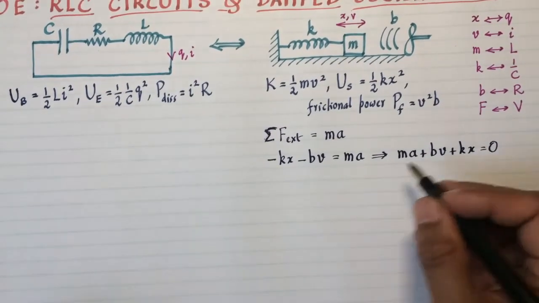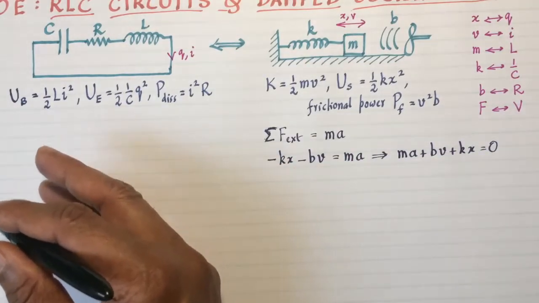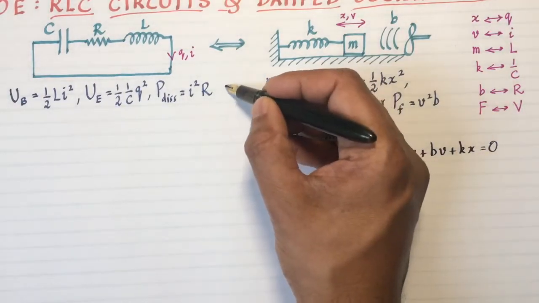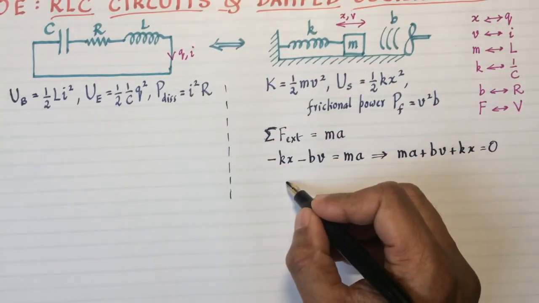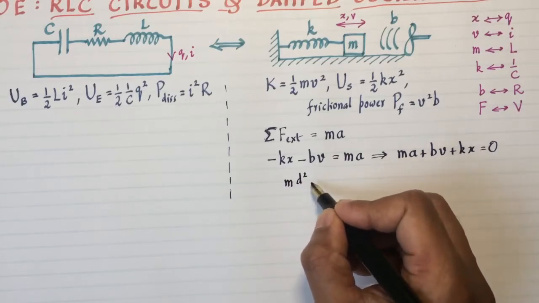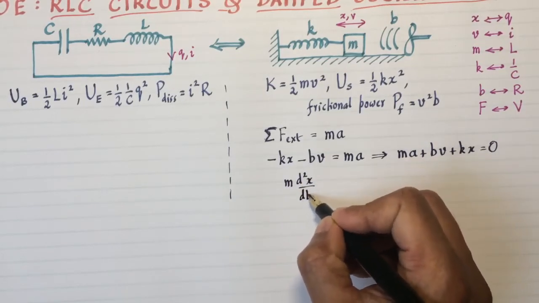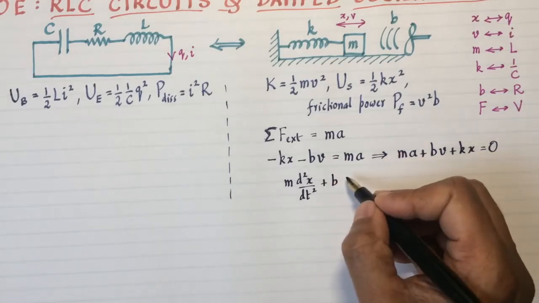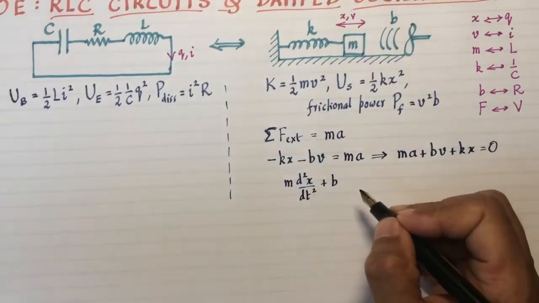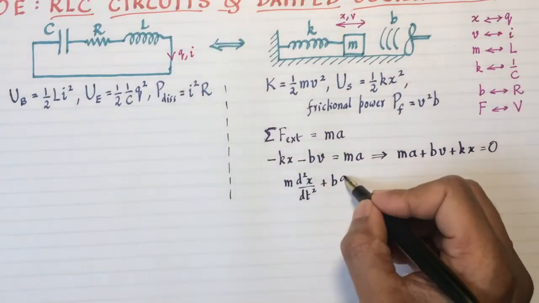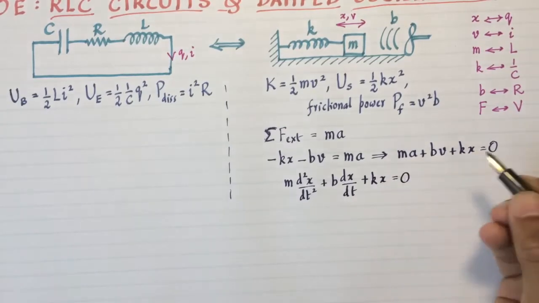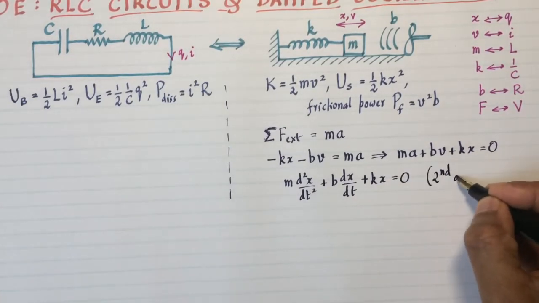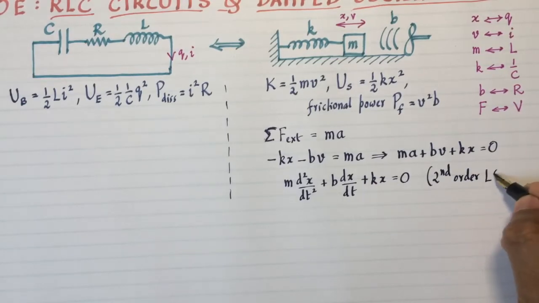So I'll choose to work with this, and then at the appropriate time I'll shift over to this side and do the analogies. Okay, so let's do that. So this gives me m d2x over dt squared plus b times dx over dt plus k times x equals 0. This is what's called a second order linear ordinary differential equation, or LODE.